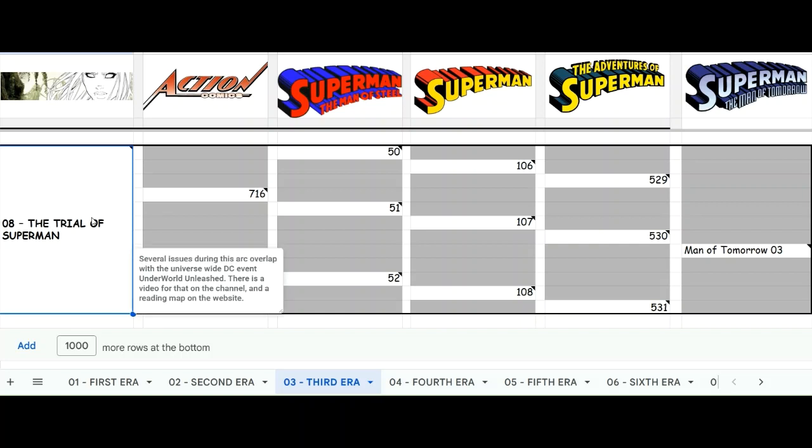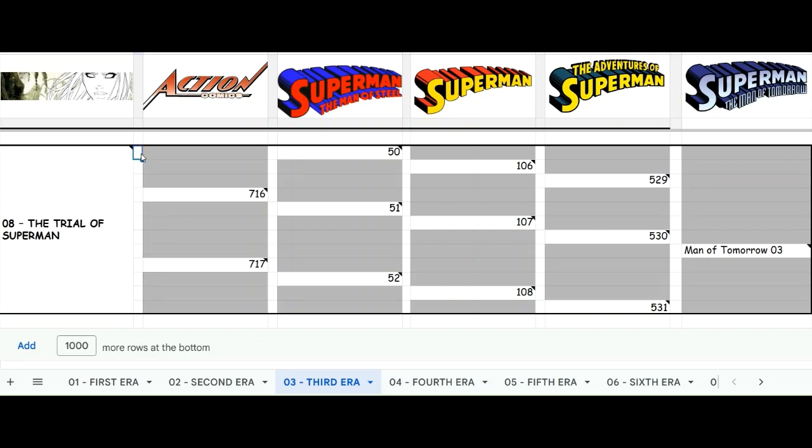I've got some notes here. So again, it's worth always noting what the notes on the cell say. Here it goes. Several issues during this arc overlap with the universe-wide DC event Underworld Unleashed. Separate video for that is available. But we're looking at it here, so let's have a look at this relatively lengthy Trial of Superman arc.